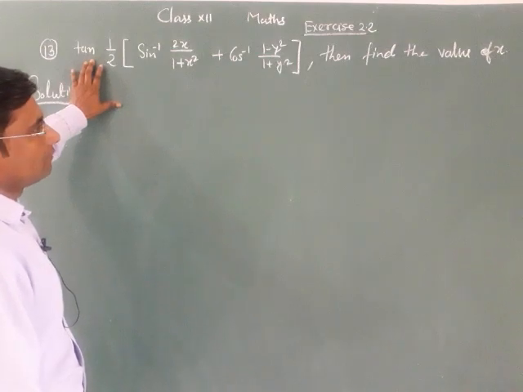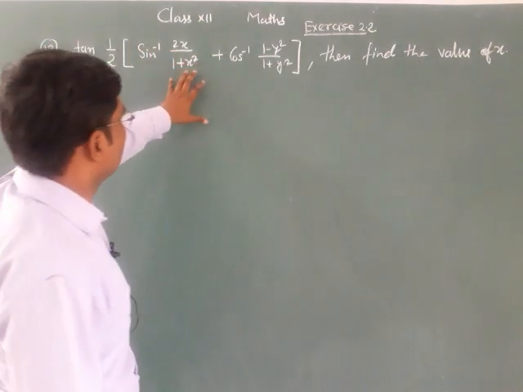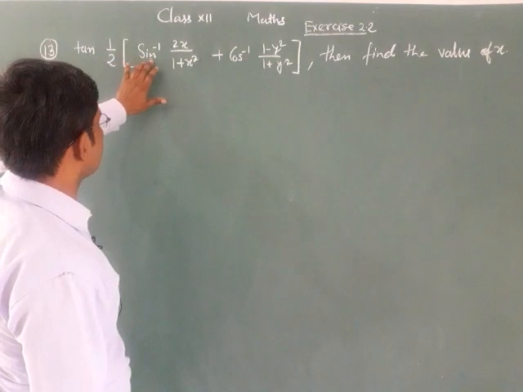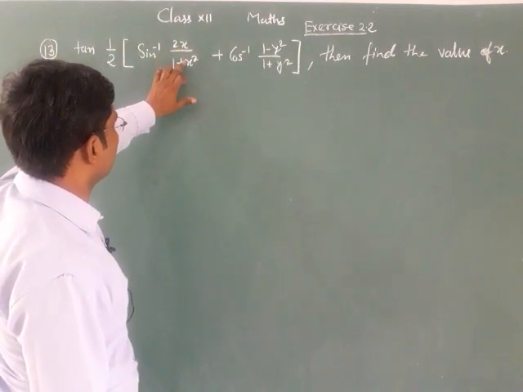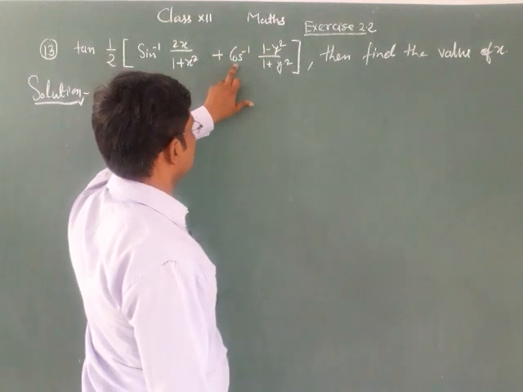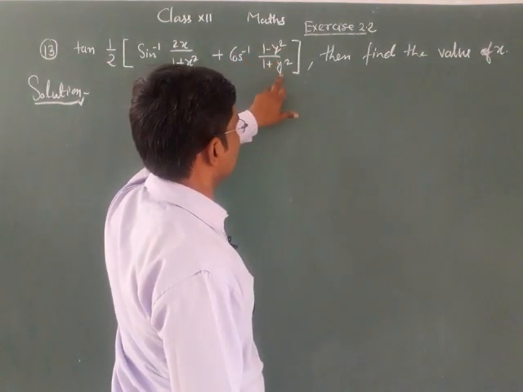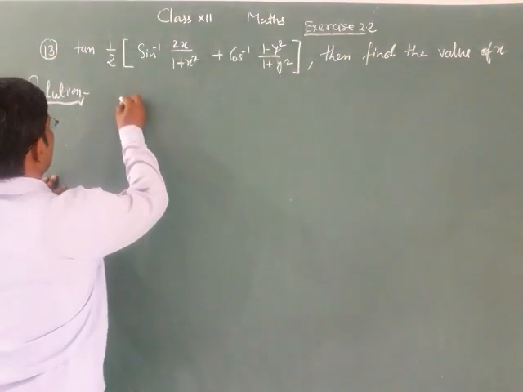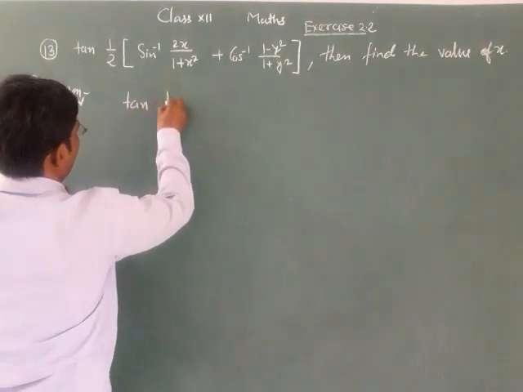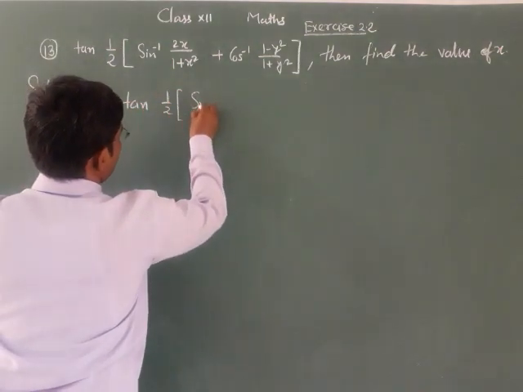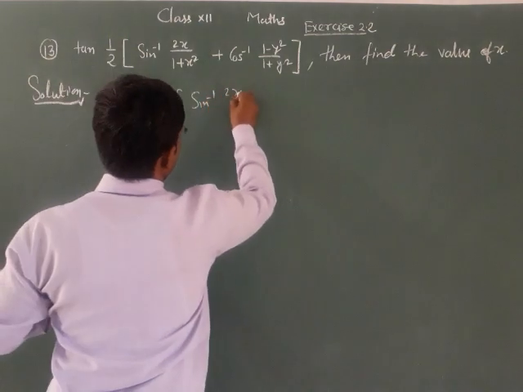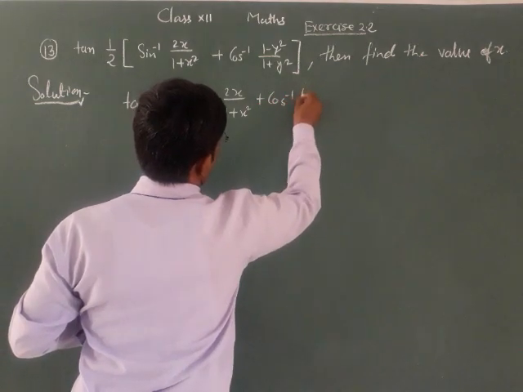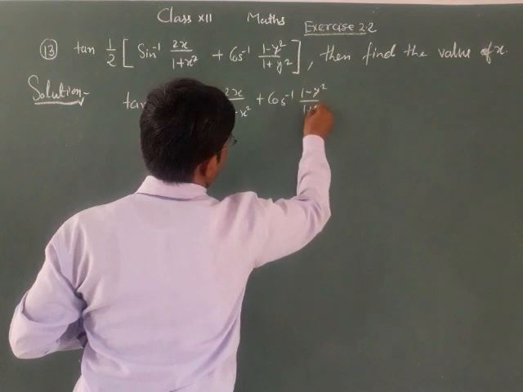Change into and find the value of x given the function tan (1/2)(sin⁻¹(2x/(1+x²)) + cos⁻¹((1−y²)/(1+y²))). So, the given function is tan (1/2)(sin⁻¹(2x/(1+x²)) + cos⁻¹((1−y²)/(1+y²))).